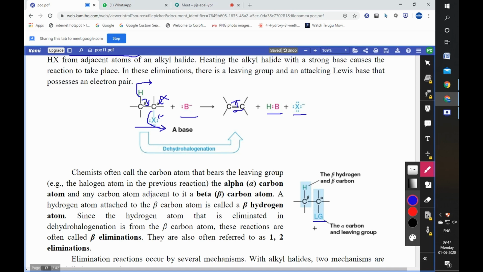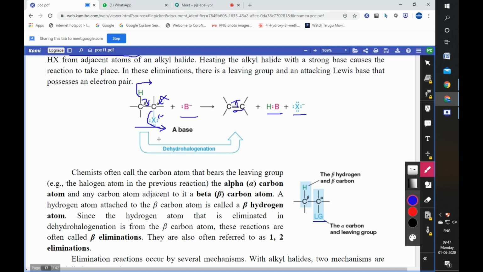We shall discuss about leaving groups in detail in alkyl halides. Okay, next unit lo alkyl halides ఉంటాయి. There we shall discuss about these leaving groups in detail. Okay, so you just remember here it is not much important about the properties of leaving group. Okay, so there we shall discuss about that.